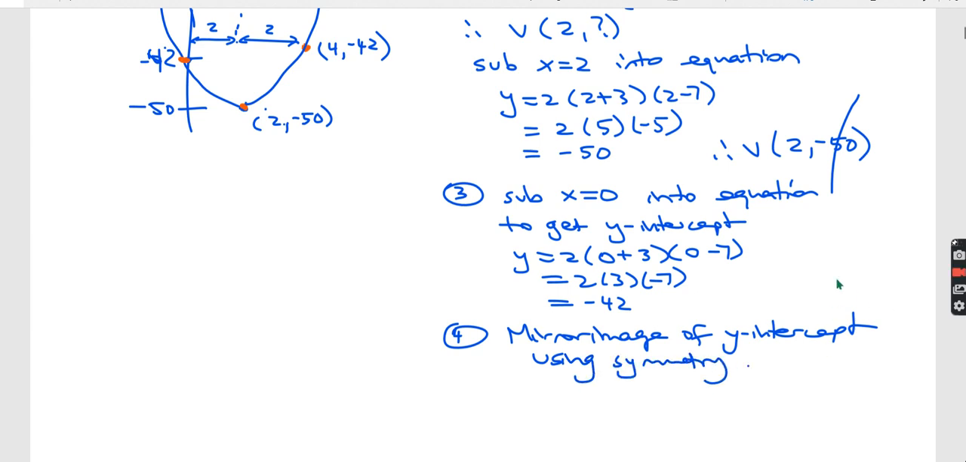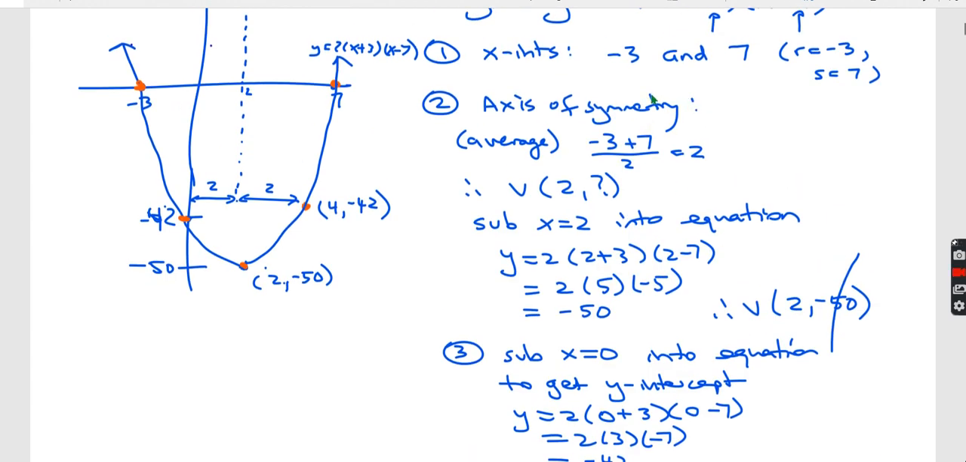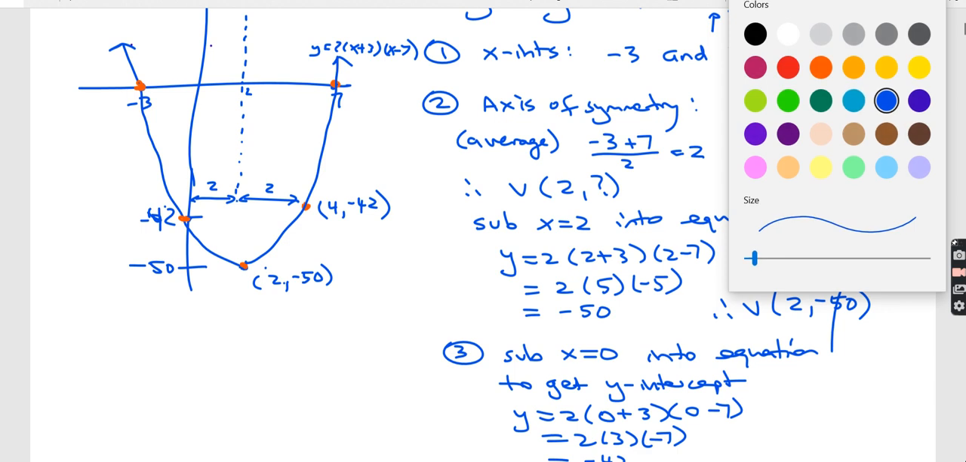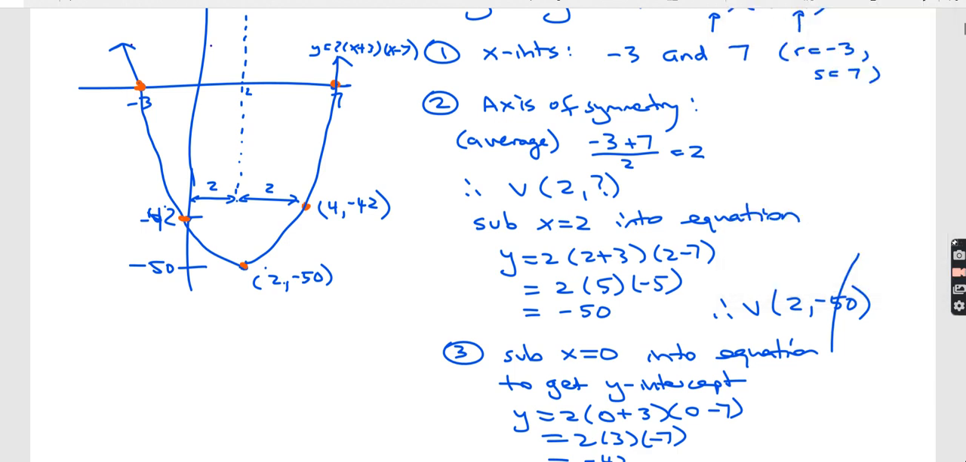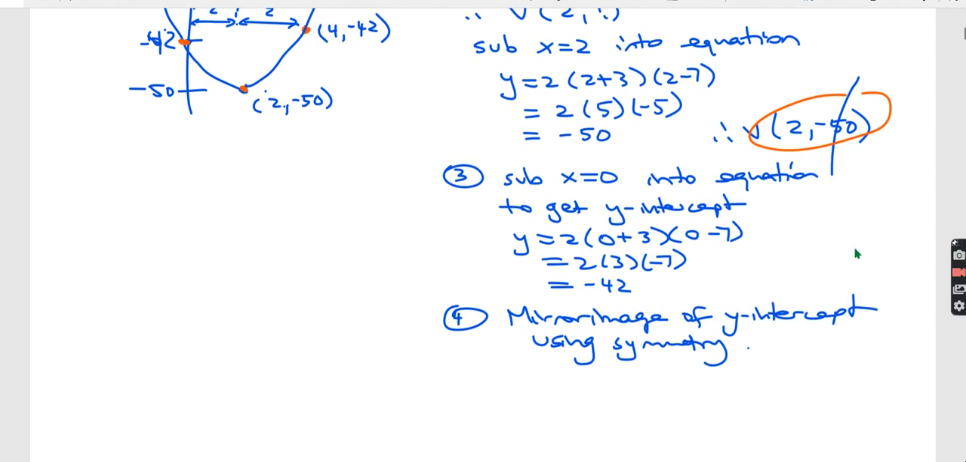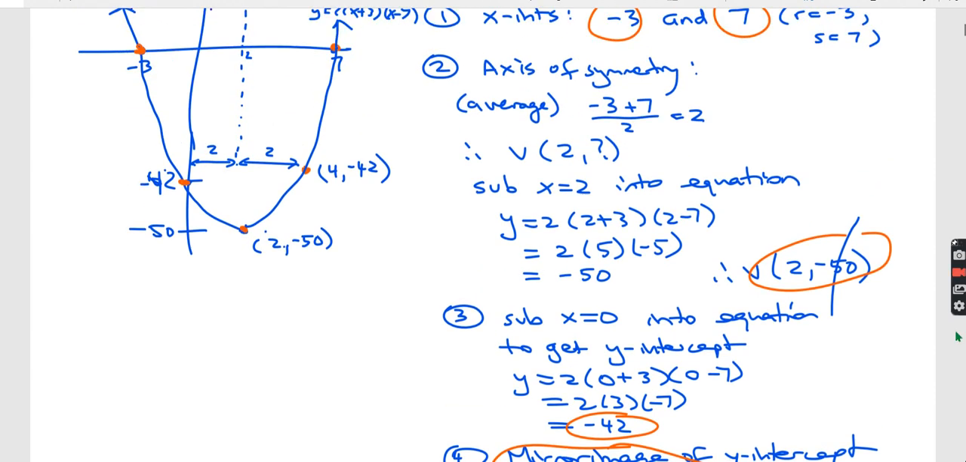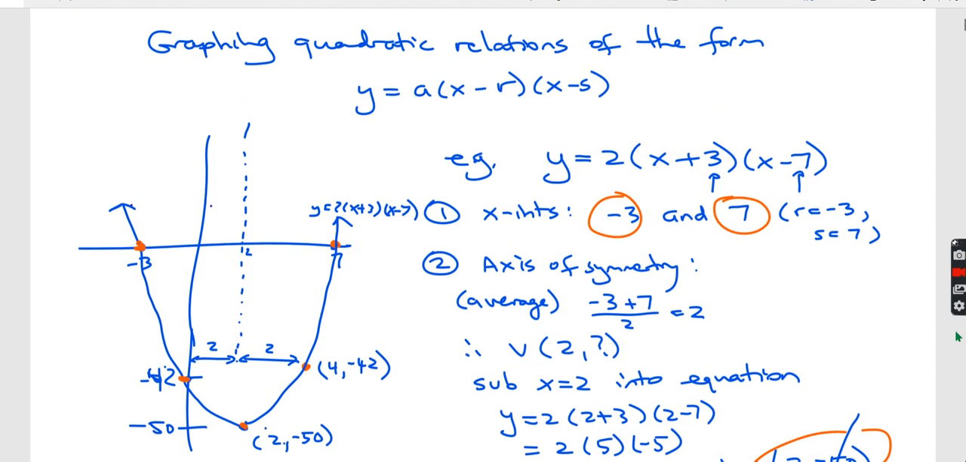So just to recap, my x-intercepts are 2 points, so let me circle the points in orange. There's 1 point, there's another point, my vertex is another point, my y-intercept is another point, and the mirror image is the 5th point. So 5 points, and the equation is written in this form.